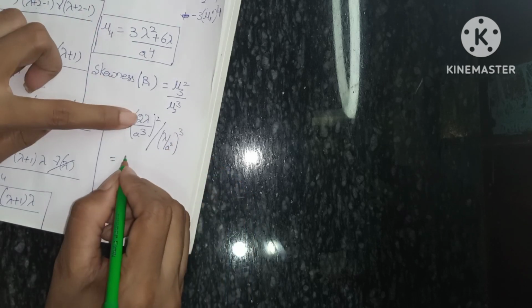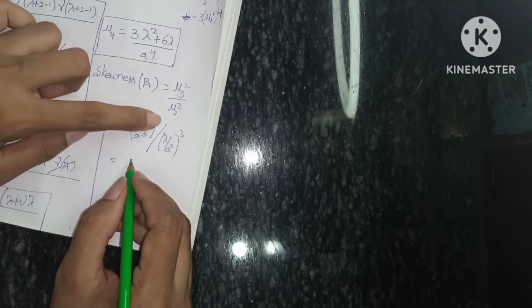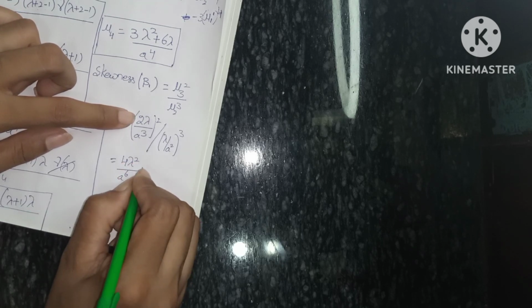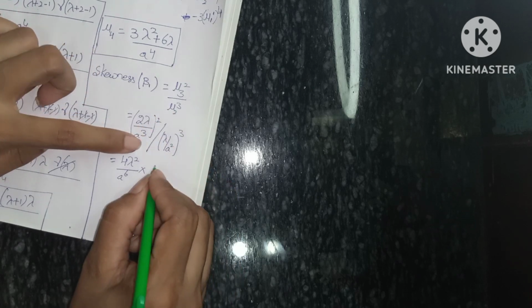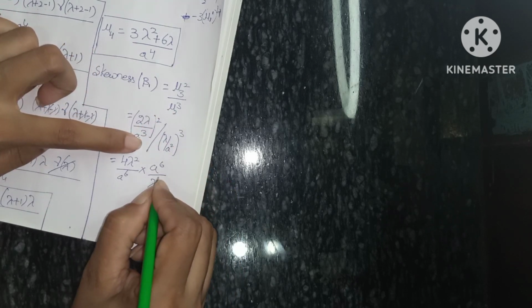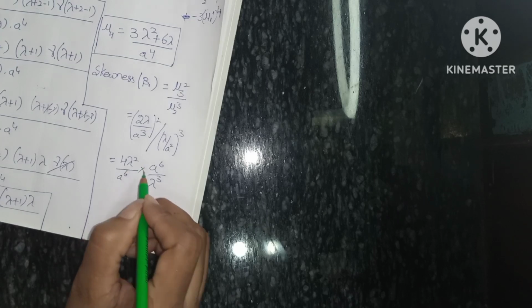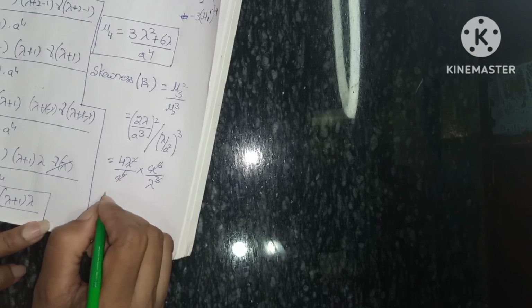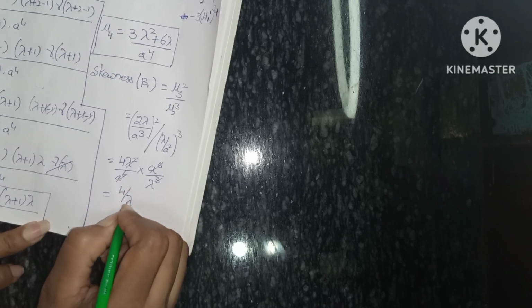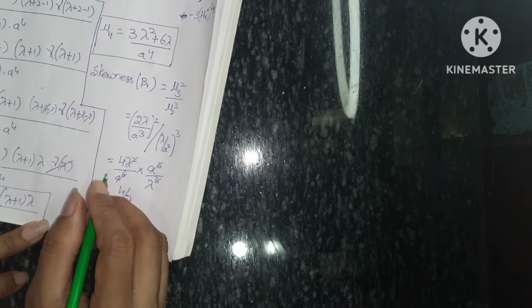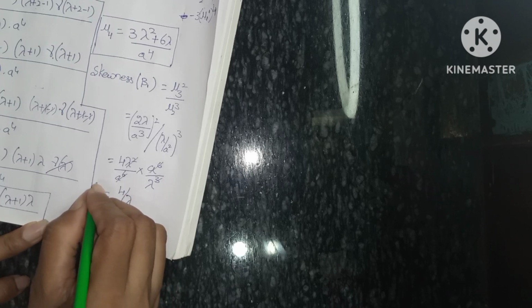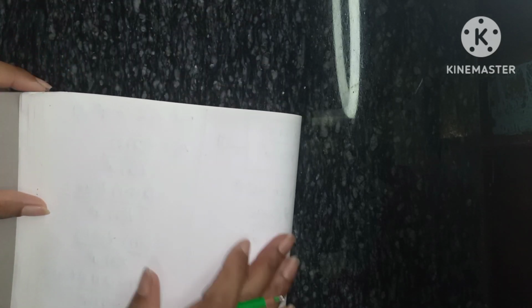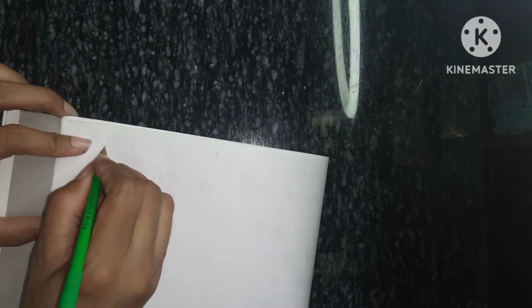So that equals 2 lambda whole square, no? So 4 lambda square by a power 6 into a power 6 by lambda cube we will get. That means a power 6 gets cancelled and lambda square gets cancelled. The final answer is 4 by lambda. So beta 1 answer is 4 by lambda. Okay, so skewness is completed. Now kurtosis we'll see.